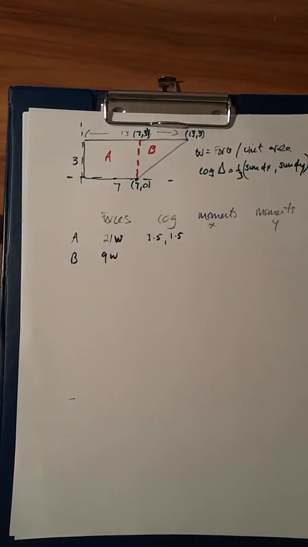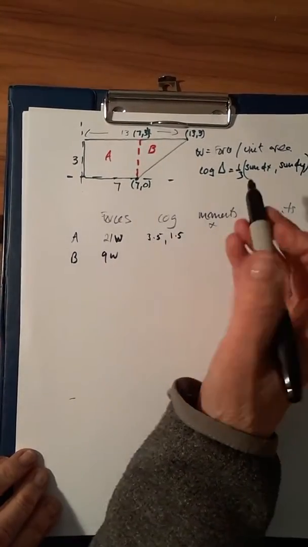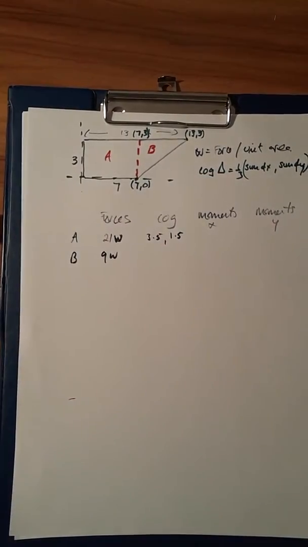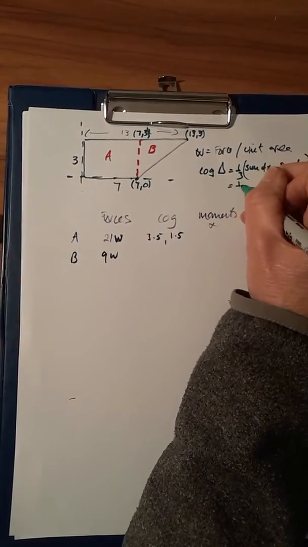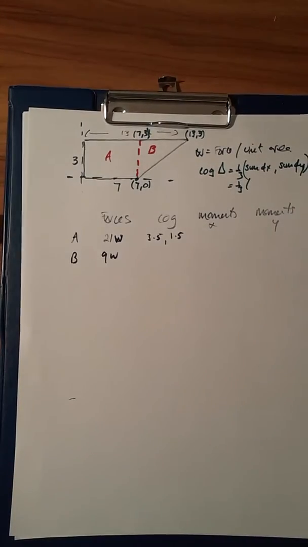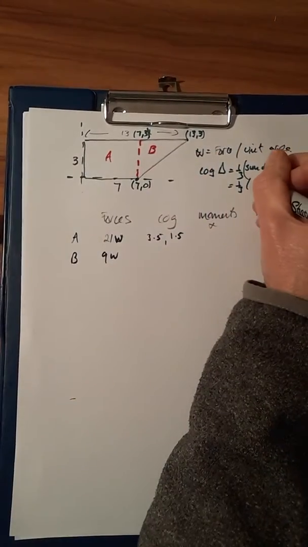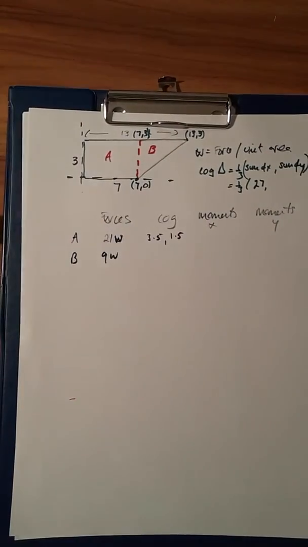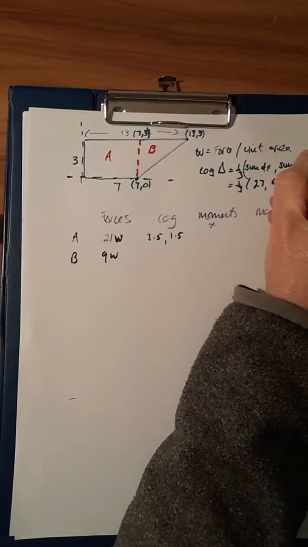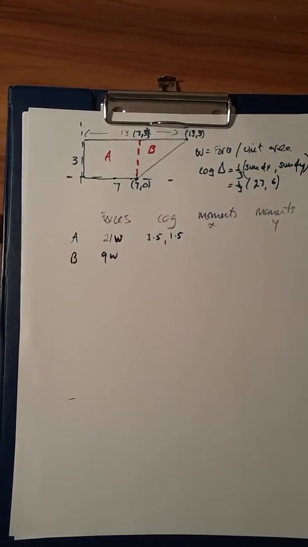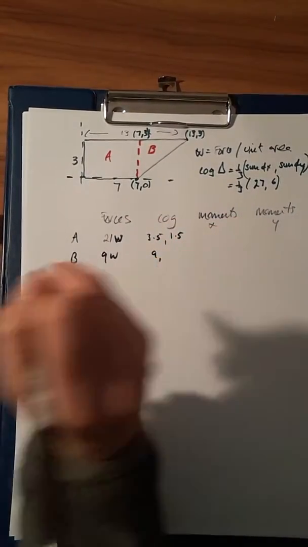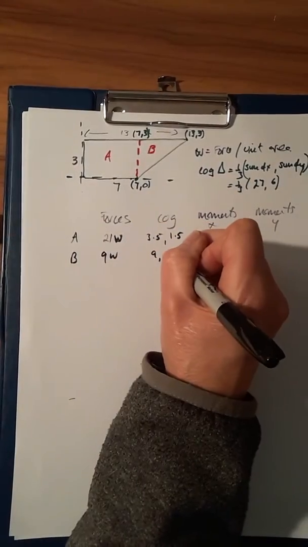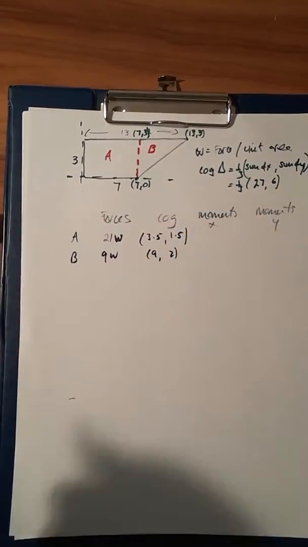Right, so let's have a look. 1/3 the sum of the x's. I'll do it up here. 1/3 the sum of the x's will be 7 plus 7 plus 13. That's going to give me 27. And the sum of the y's will be 3 plus 3 plus 0. That will give me 6. So 1/3 of 27 is 9. And 1/3 of 6 is 2. Okay, and my centre of gravity is 9, 2.